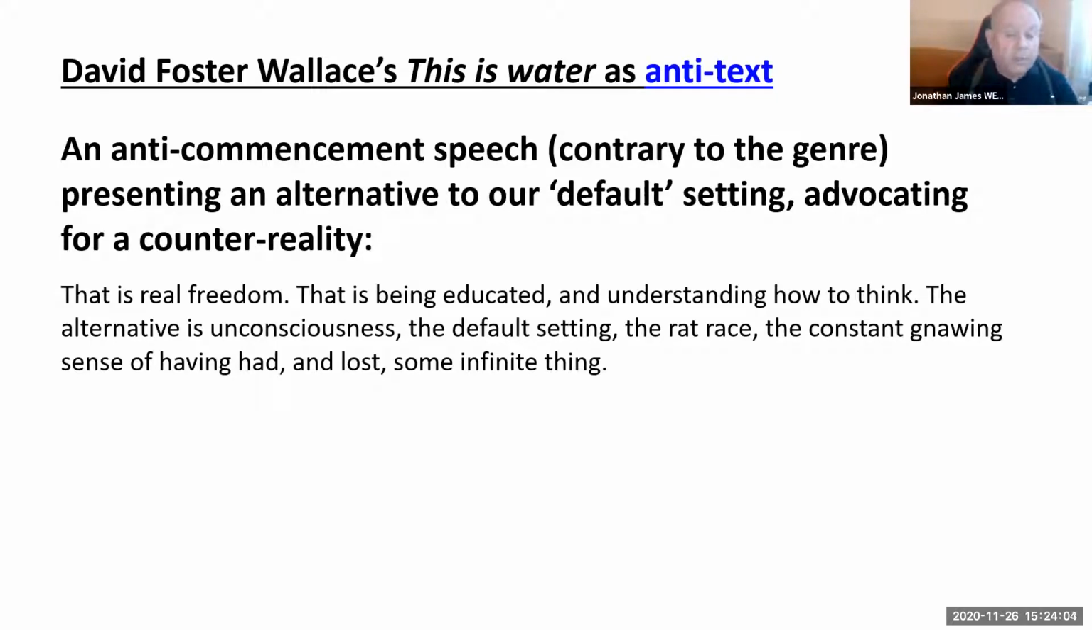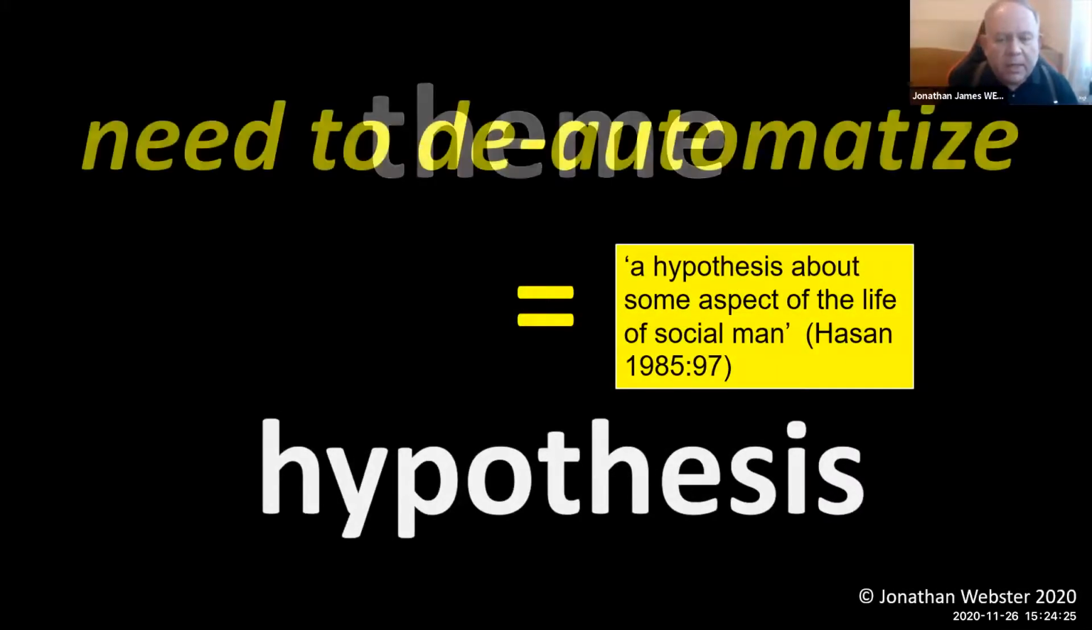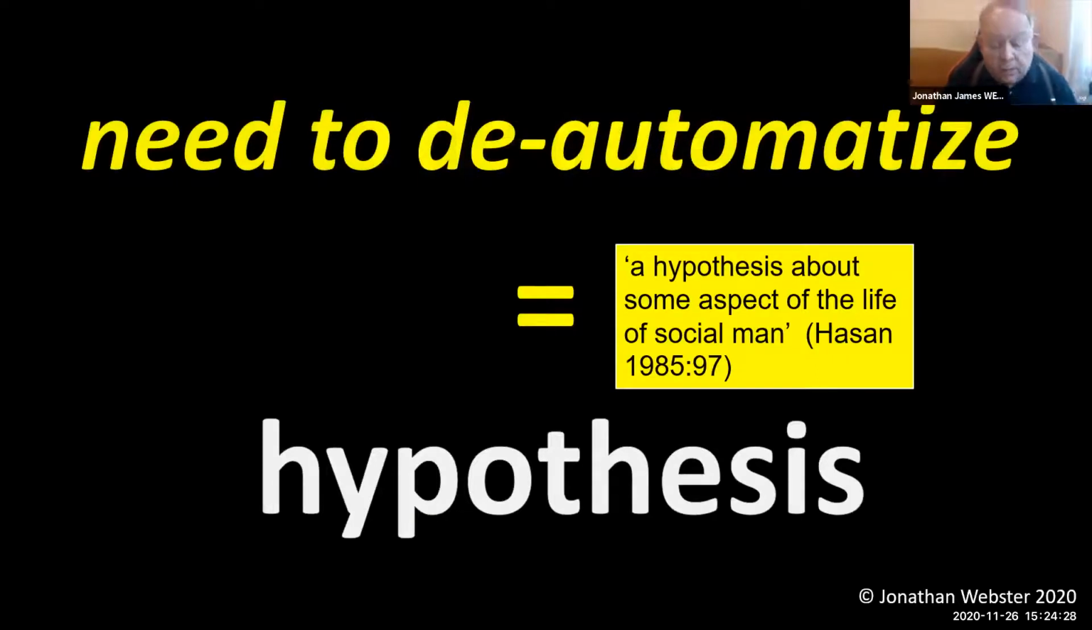He says this, that is real freedom, that is being educated, understanding how to think. The alternative is unconsciousness, the default setting, the rat race, the constant gnawing sense of having had and lost some infinite thing. What's the theme? What hypothesis was he presenting? His hypothesis was the need to de-automatize, to go counter to our default setting. And he does so through de-automatization, through giving us an alternative commencement speech, the anti-text.